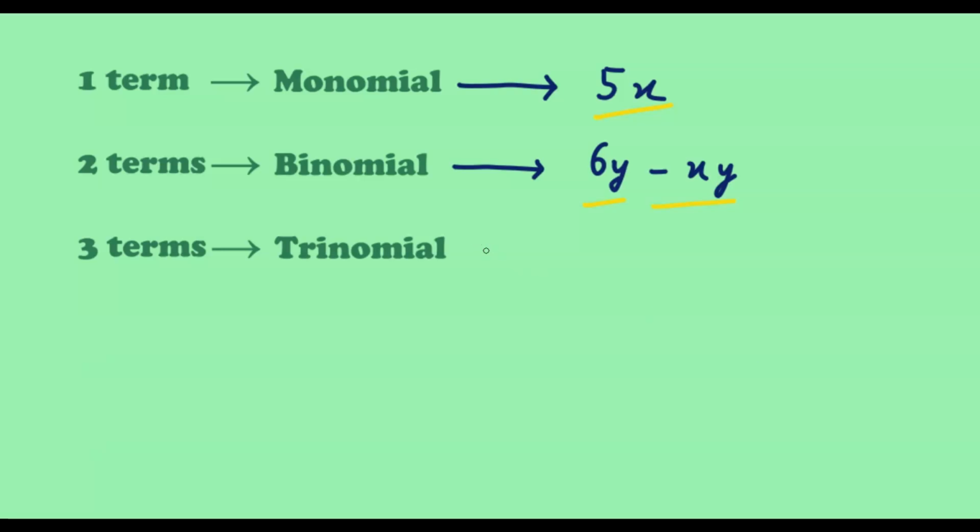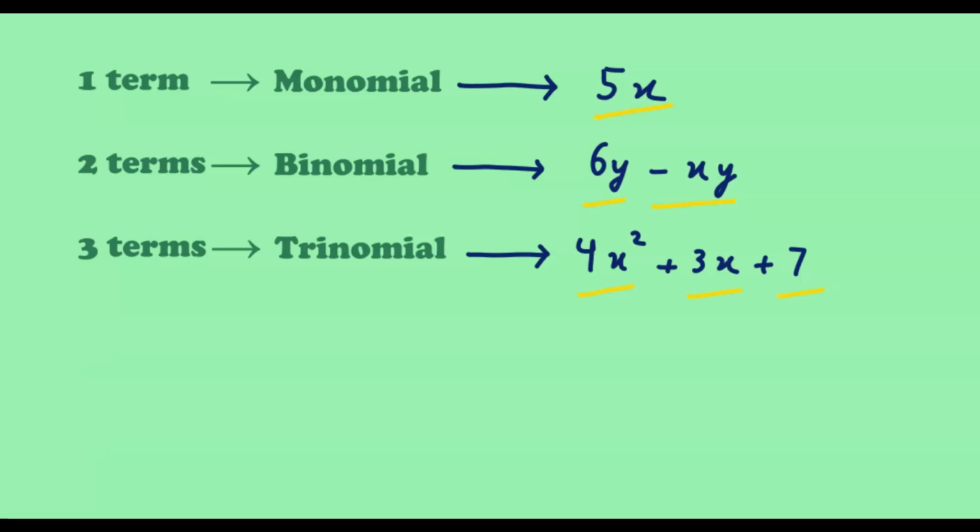Next, let us have a look at an example of a trinomial. Now, this will have three terms. So we can consider the example 4x squared plus 3x plus 7. This polynomial has three terms. The first term is 4x squared, the second term is 3x, and the third term is 7.